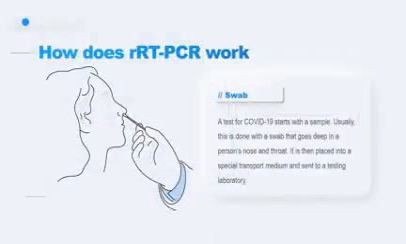How does real-time RT-PCR work with the coronavirus? The first step is swab. A test for 2019 coronavirus starts with a sample. Usually, this is done with a swab that goes deep in a person's nose and throat. This is then placed into a special transport media and sent to a testing laboratory.